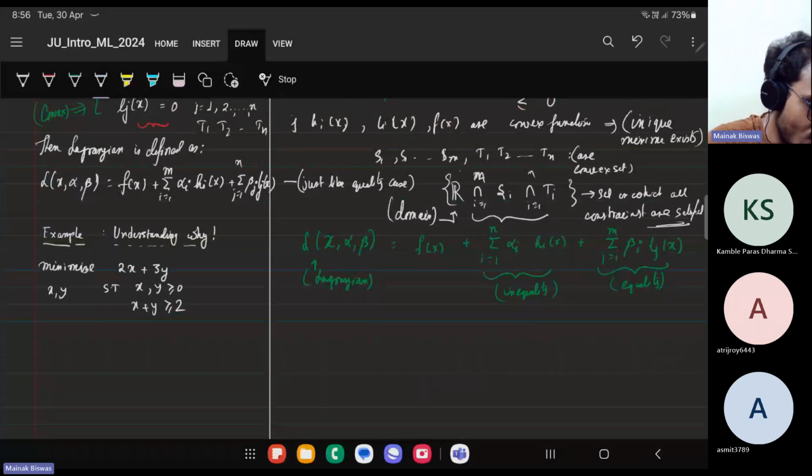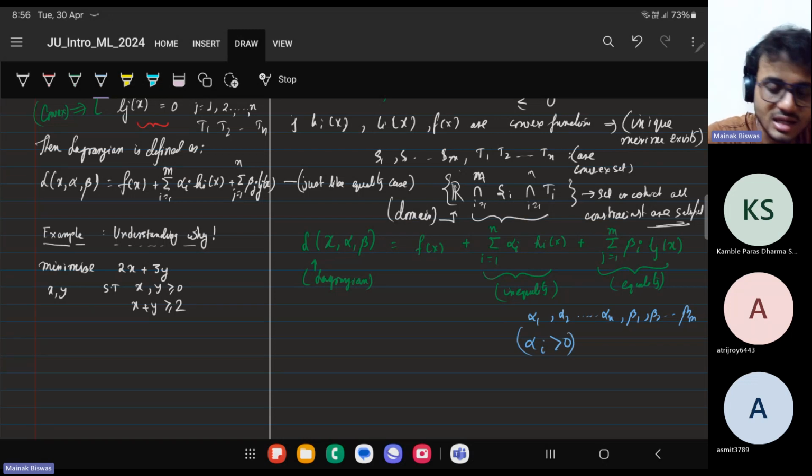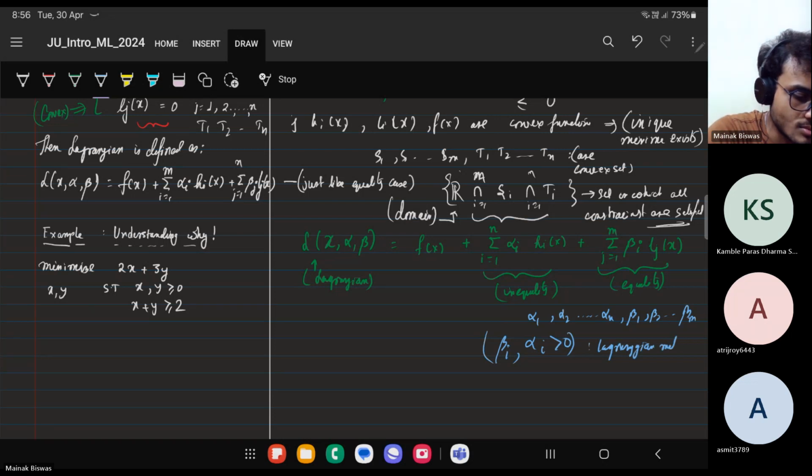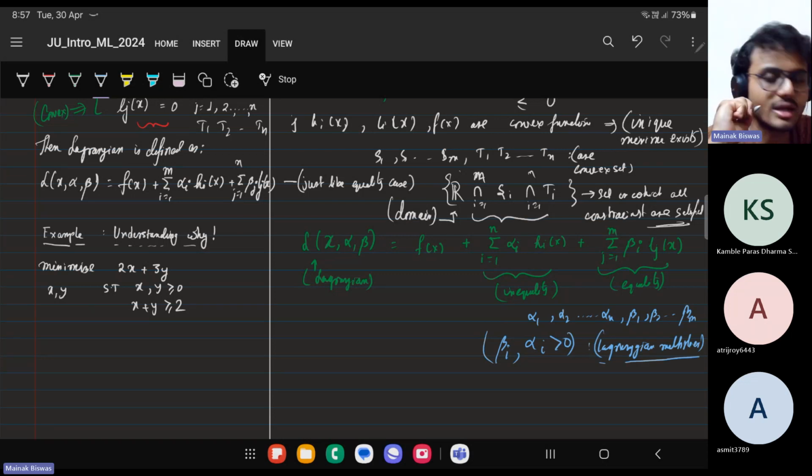So alpha 1, alpha 2, dot dot dot alpha n, beta 1, beta 2, dot dot dot beta m are real. We'll say alpha i's are greater than 0, for a reason I'll tell you later in a while. Beta i are also greater than 0. They are Lagrangian multipliers. Why do they have to be greater than 0? Can you tell me?